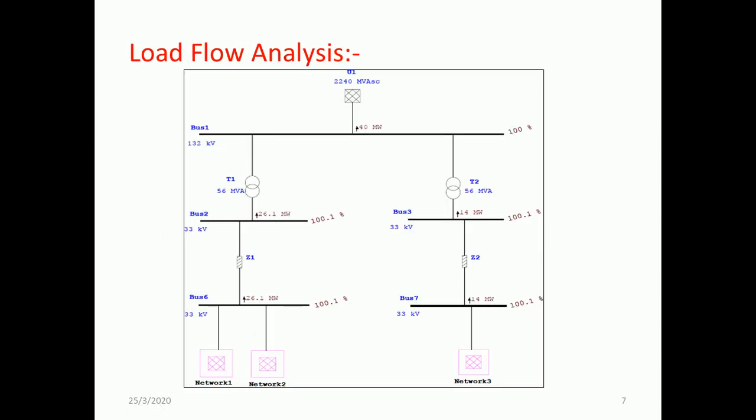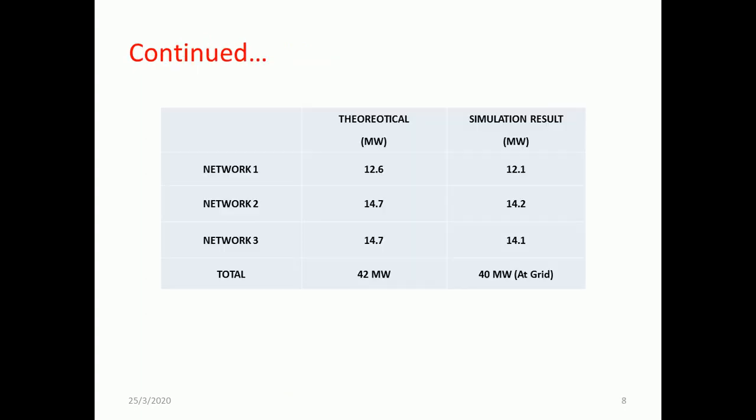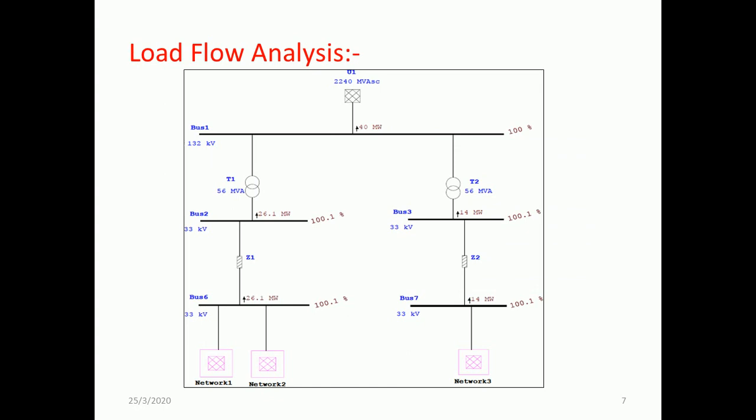So we'll continue. This is the load flow analysis. You can also see the representation in the tabular form. For network 1, if you find the theoretical values by the Gauss-Seidel method, the adaptive Newton-Raphson method is used in the simulation. The theoretical output for network 1 is 12.6, and the simulation result observed is 12.1.